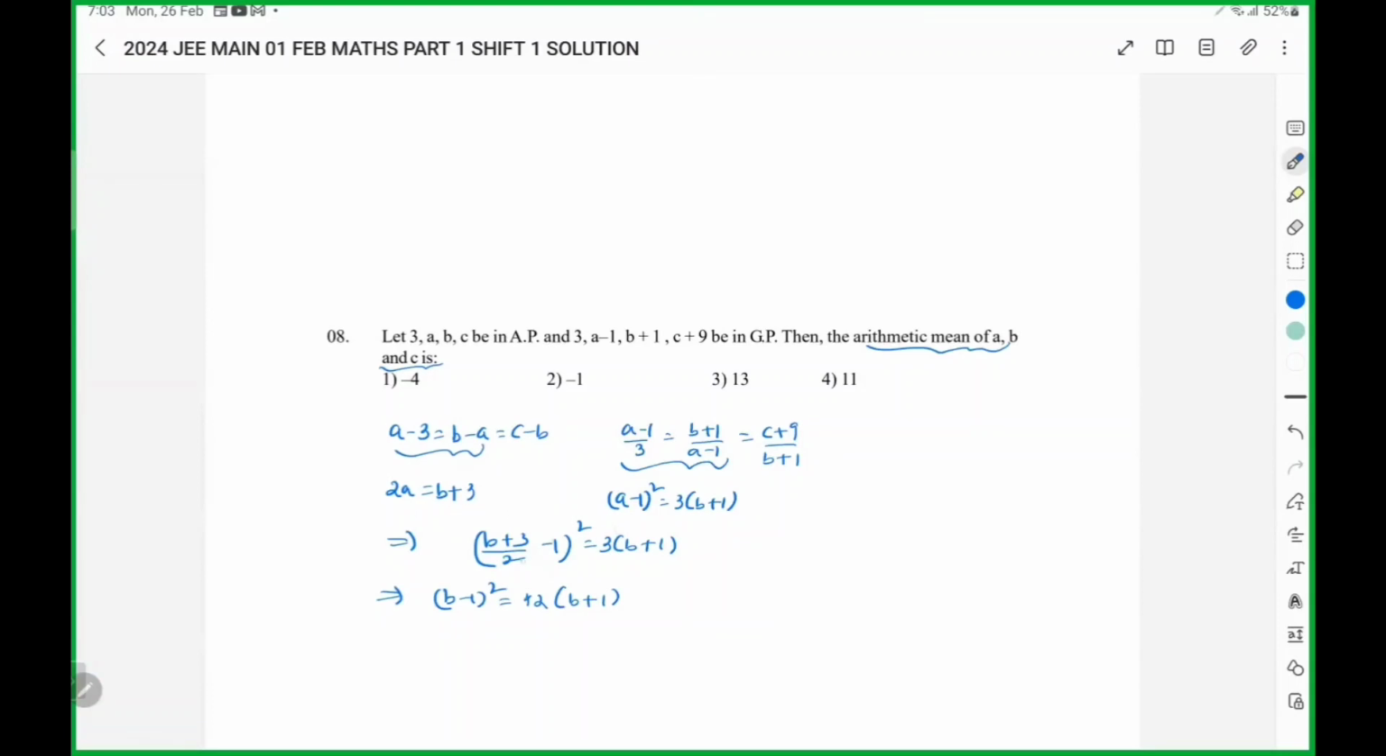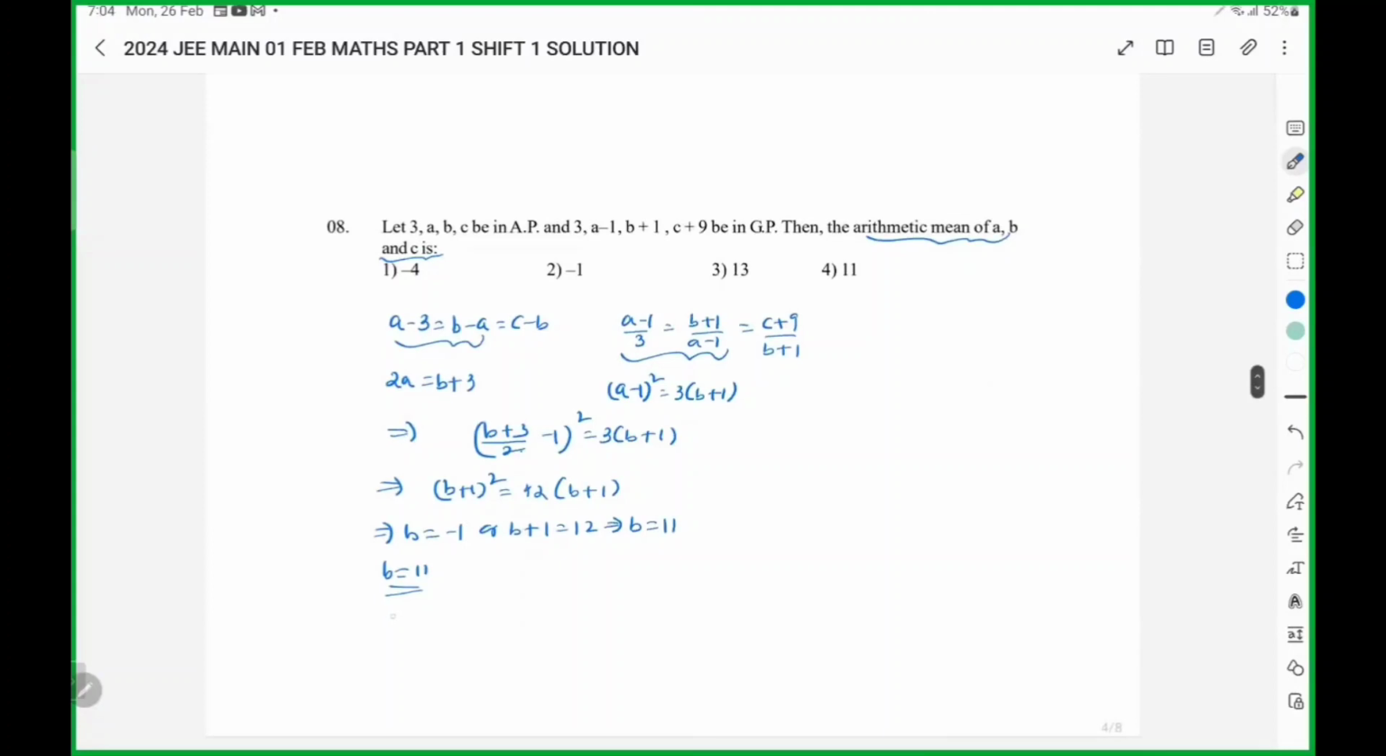Here is (b + 3/2)(b + 1) whole square, which implies b is minus 1 or b + 1 is 12. So let us consider one of the cases, b as 11. So in this case, 2a will be 7. Consider the other case, we have other values.